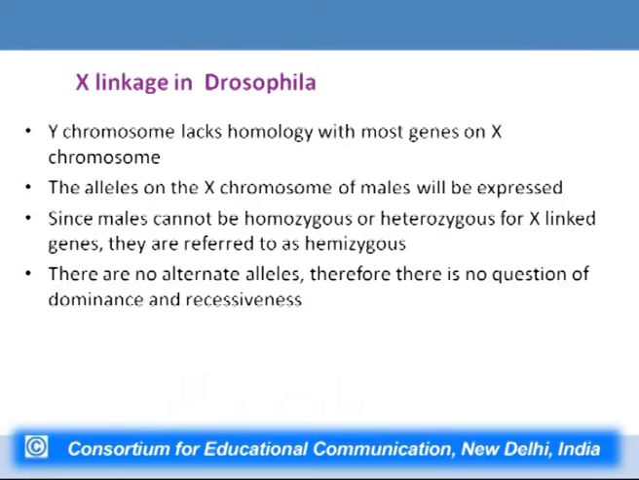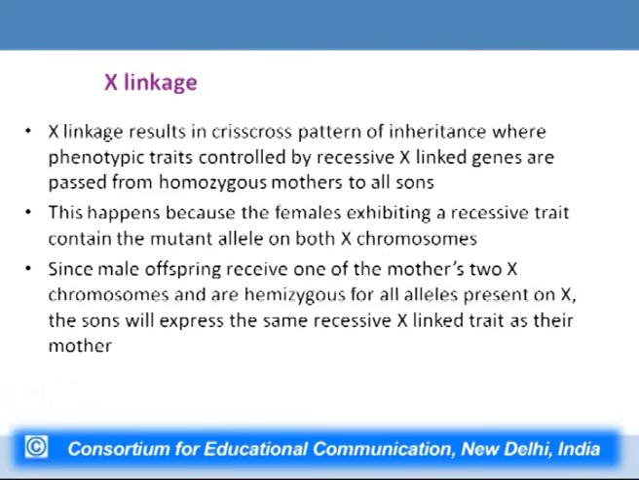So any gene which is present on the X chromosome will be represented in males, whether it is a recessive allele or a dominant allele. X linkage basically results in a crisscross pattern of inheritance, where phenotypic traits controlled by recessive X-linked genes are passed from homozygous mothers to all sons. This happens because the females exhibiting a recessive trait contain the mutant allele on both X chromosomes. Since male offspring receive one of the mother's 2 X chromosomes and are hemizygous for all alleles present on the X chromosome, the sons will express the same recessive X-linked trait as their mother.